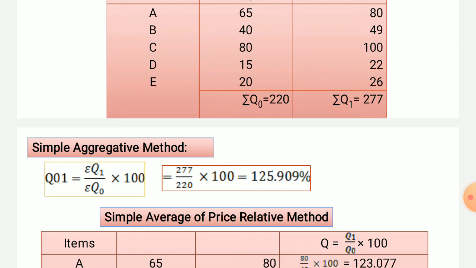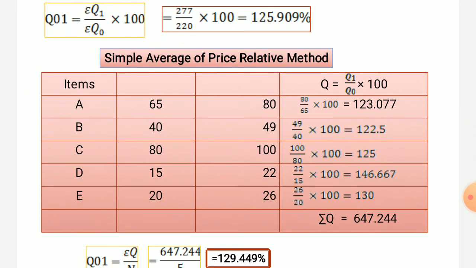It means that prices of all the items are increased by 25.909% when compared to the previous or the base year. Now simple average of price relative method.